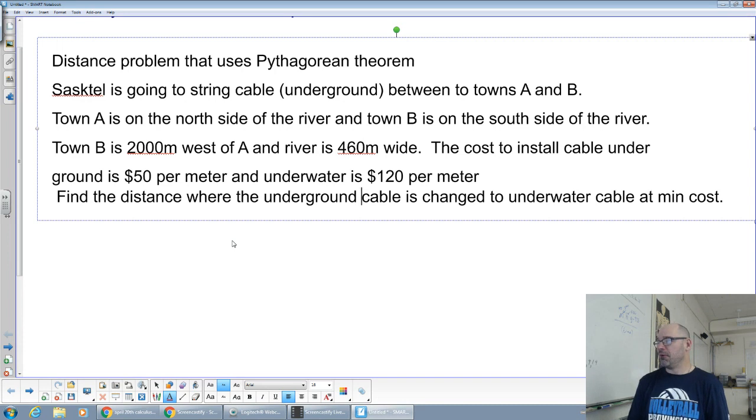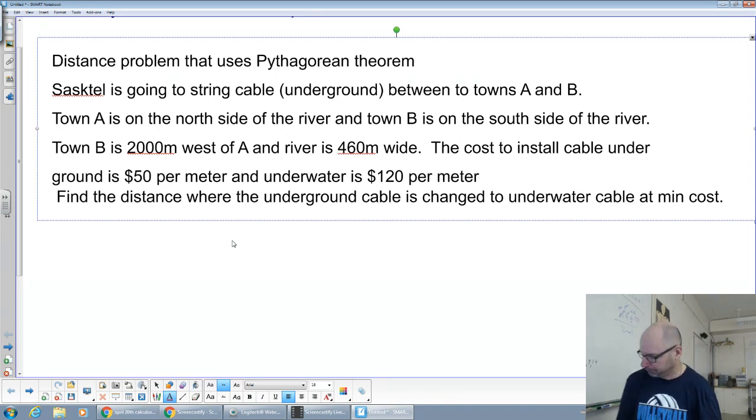SaskTel is going to string the cable underground between towns A and B. Town A is on the north side of the river. Town B is on the south side of the river. Town B is 2,000 meters west of Town A. The river is 460 meters wide. The cost to install the cable underground is $50 per meter, and underwater is $120 per meter. Find the distance where the underground cable is changed to underwater cable at min cost.